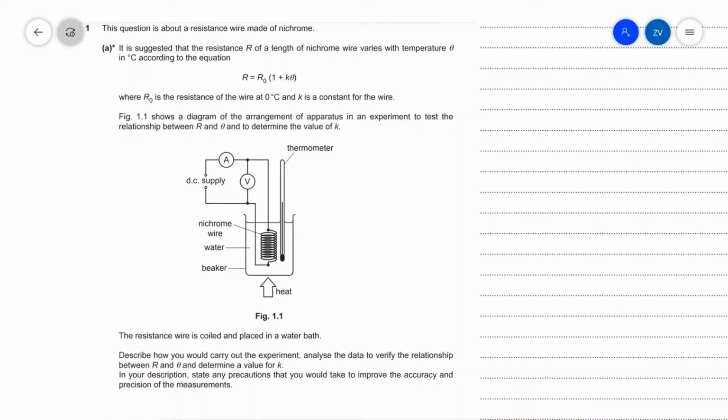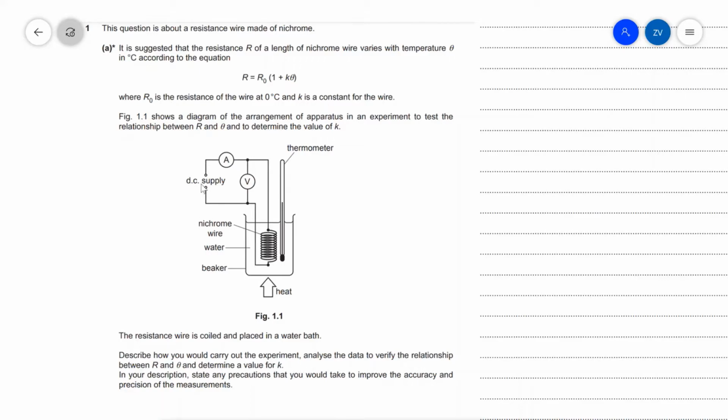Today we're going to be going over the 2018 Unified Physics paper from OCR Physics A. Okay, well, let's get started with question 1. We have the following relationship: R is equal to R naught (1 plus K theta), where R naught is the resistance of the wire at 0 degrees and K is a constant for the wire.